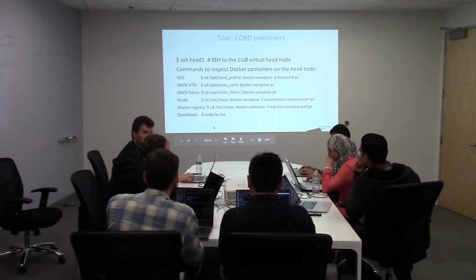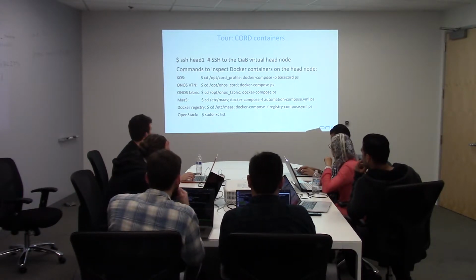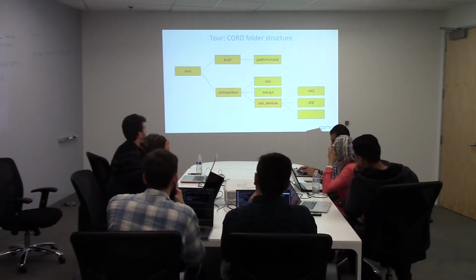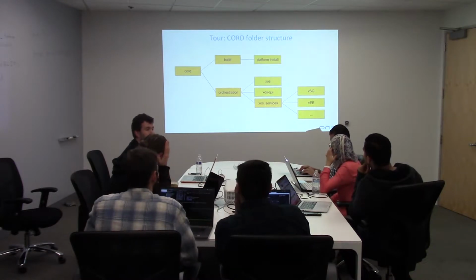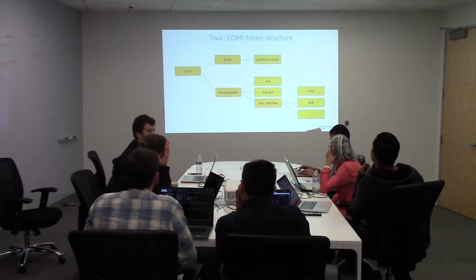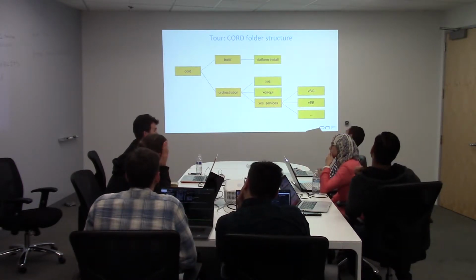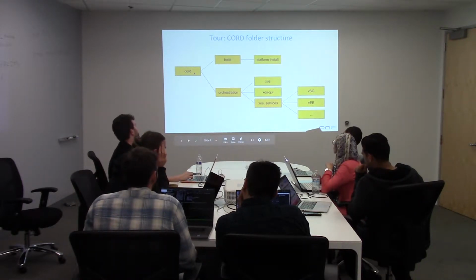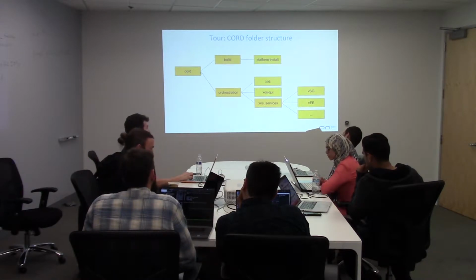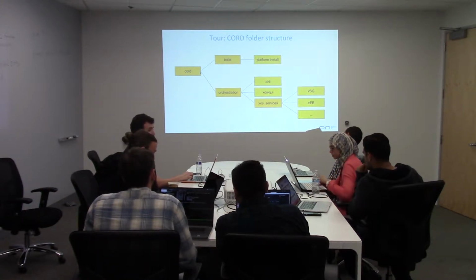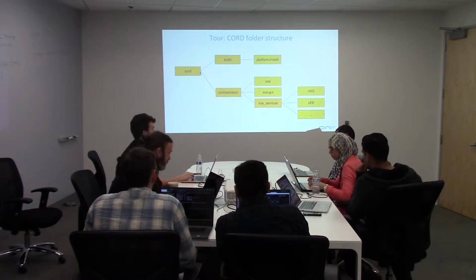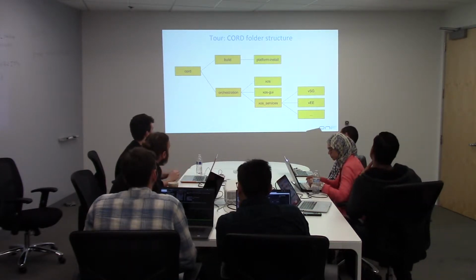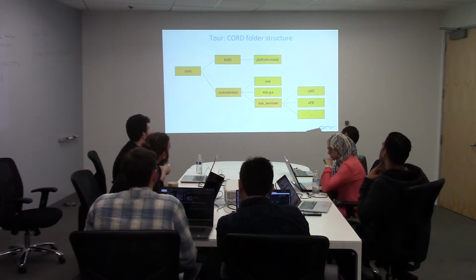So is everyone taking a look at that, seeing where things are? CORD has a folder structure. We use a program called Repo to manage all of our Git repos. We have a large number of them. The base is what we call cord, and that's what we usually name it when we check things out. It doesn't necessarily have to be named cord, but that's the general thing that we've been doing most of the time.